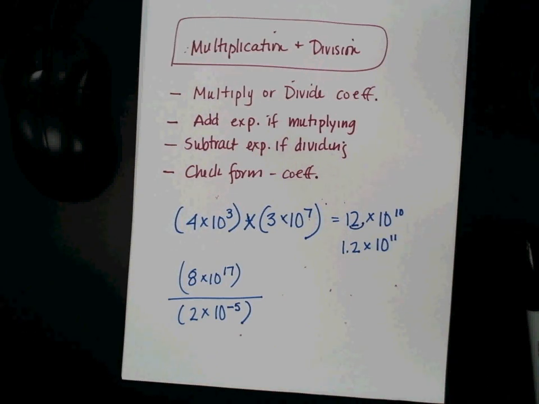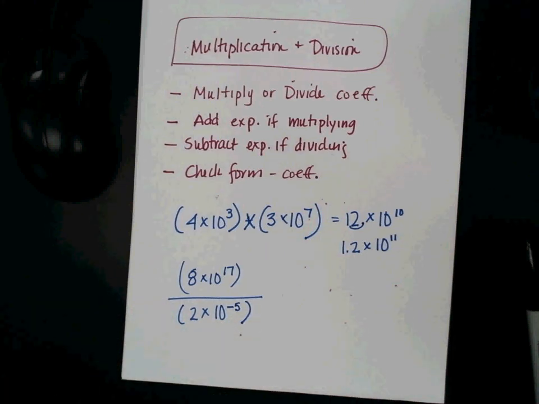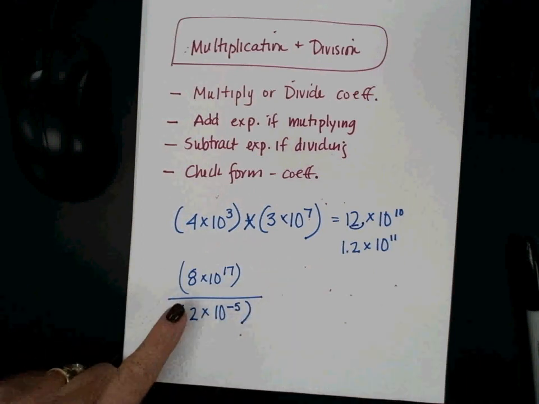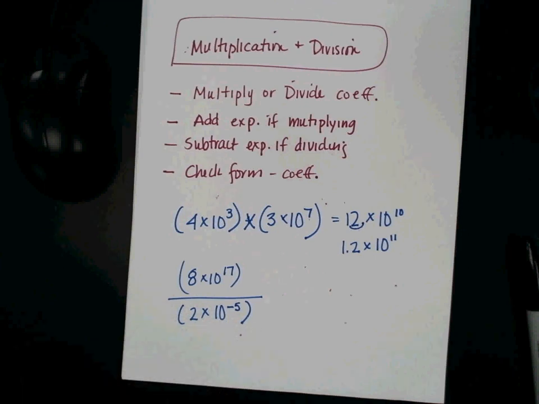That's okay? All right, so try this one based on the rules we just talked about. 8 times 10 to the 17th, divided by 2 times 10 to the negative 5.